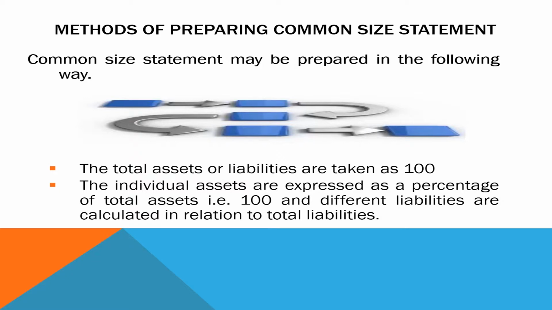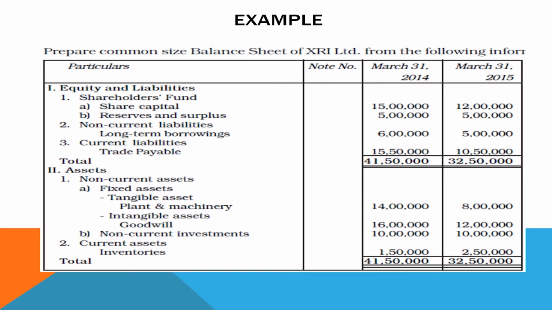Now, let's have a look at the example given. Prepare common size balance sheet of XRI Limited from the following information. Now, equity and liabilities is given, which includes shareholders' funds, non-current liabilities, and current liabilities. And again, their total is given. And on the other hand, assets, which includes non-current assets and current assets, are also given.